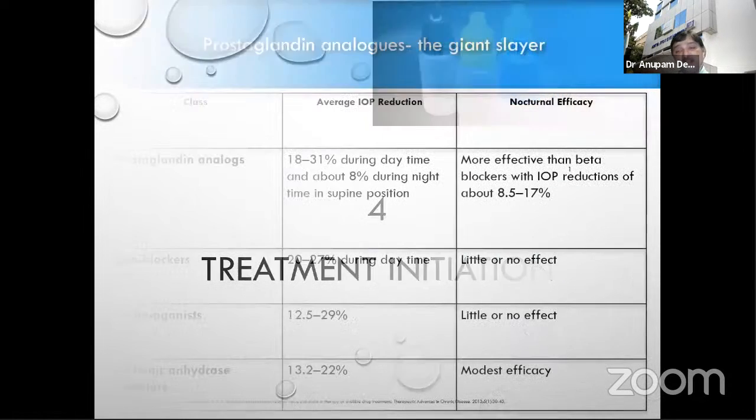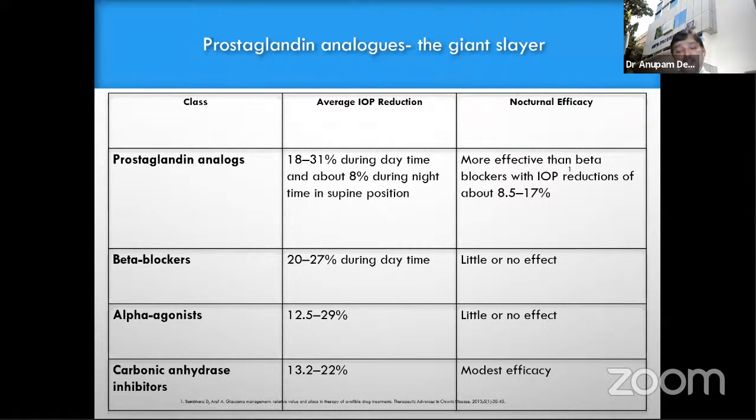So treatment initiation. Now we have a lot of medications which are available, different groups of medications like prostaglandins, beta blockers, alpha agonists. So how to choose from these medications? The key to how to choose is how they act. So prostaglandin analogs, about 18 to 31% reduction during the daytime, and they also have a good effect at night time. Now when I say these medications are effective, it is not just the pressure lowering effect, but you have to consider their pressure lowering effect even at the night time, and we'll see why that is also important.